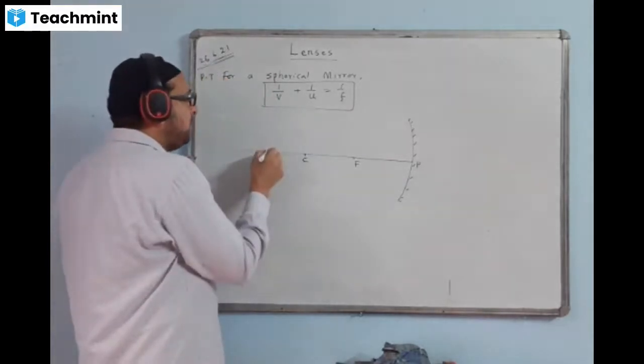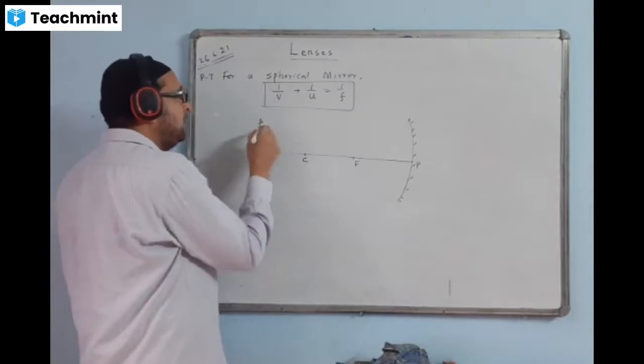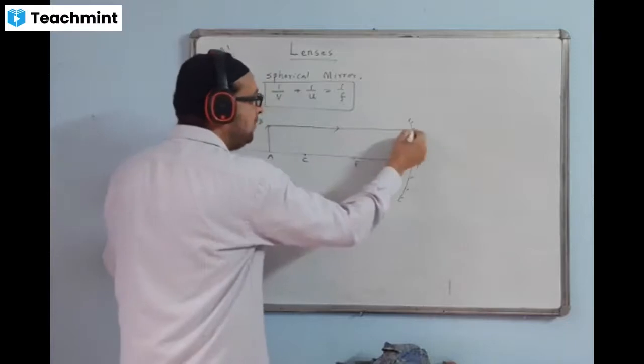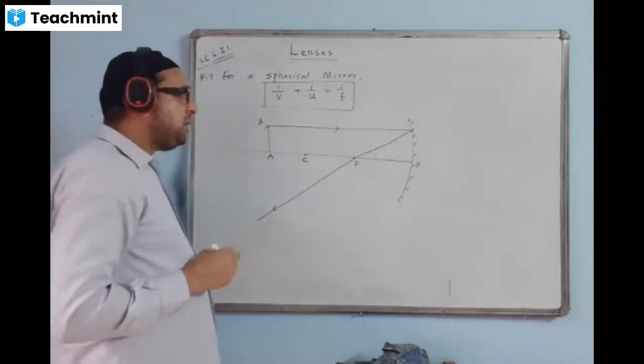I take an object anywhere. I have taken an object AB. From AB, one ray will come like this, and it will pass through F. We'll make one image at least.